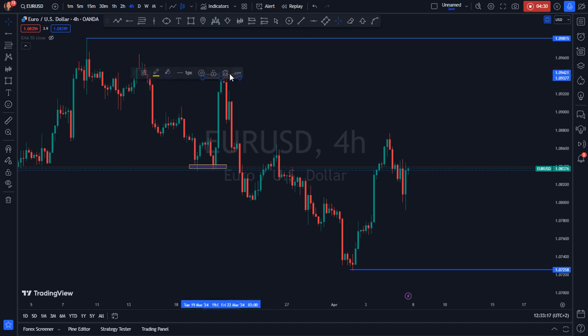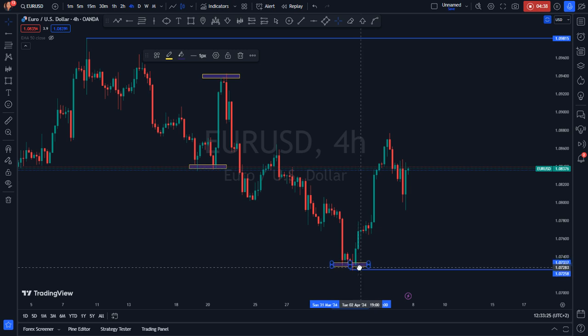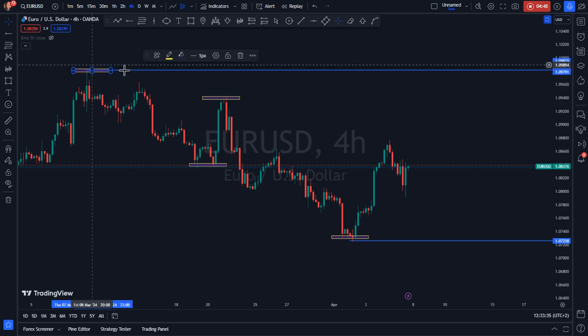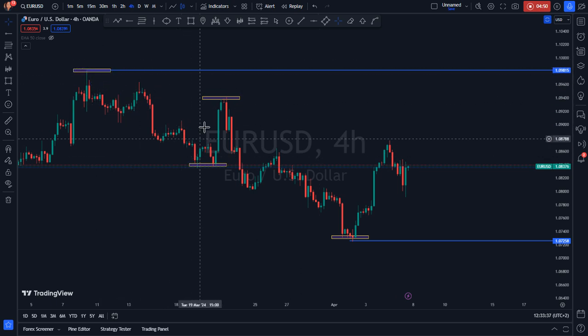so my structure is actually looking like this. This is the structure that I'm having at the moment, more like lower low, lower low, lower high, and then the market came to create this lower low right here.